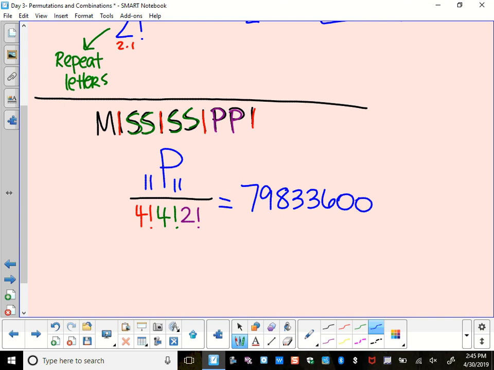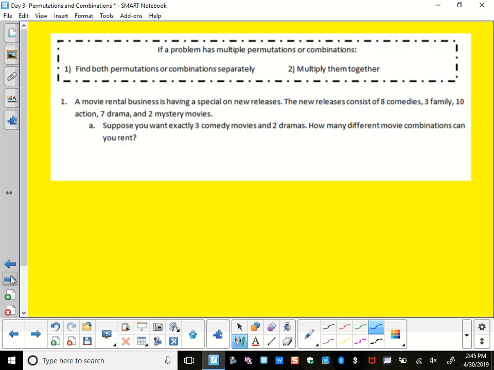Yes, that sounds about right. That's how many different ways. Okay, the last part of this: if a problem has multiple permutations or combinations, we need to find them both separately, and then we multiply them together. So, I realized that you guys weren't even really alive for the whole Blockbuster scene, but your parents did it.